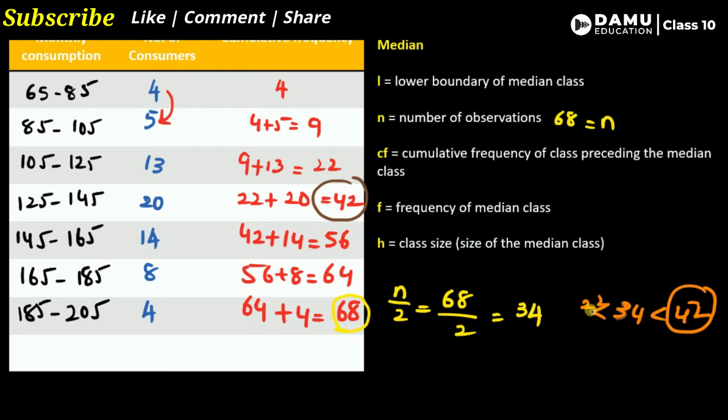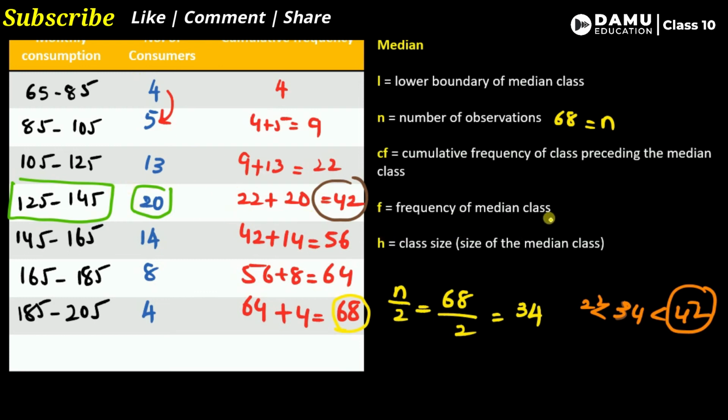What is the less than? Less value we should not go. So above 34 and below cumulative frequency, which one is there? For that we have to select the 42. Let's move on to this. 42 we got it. For that 34th observation in which class interval? So we will get the class interval as 125 to 145. And what is the frequency? 20.